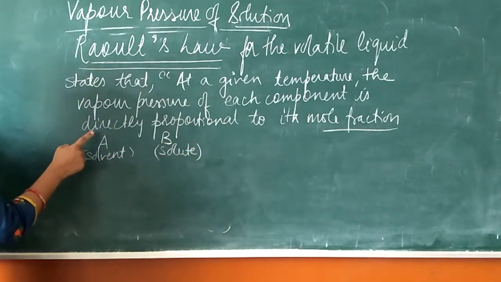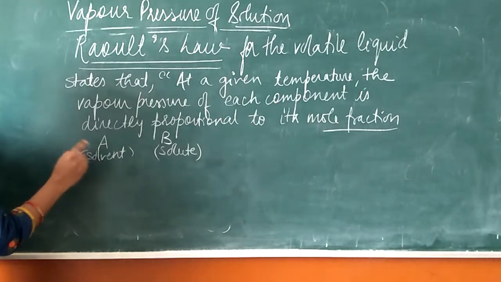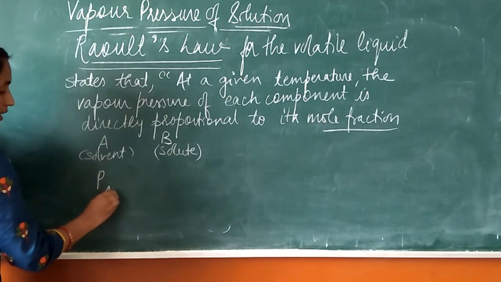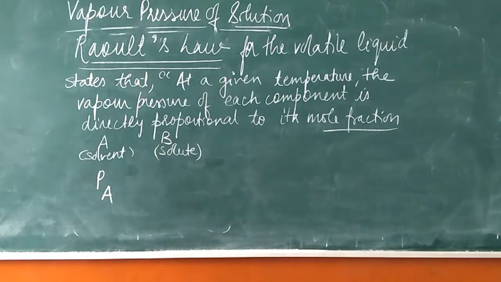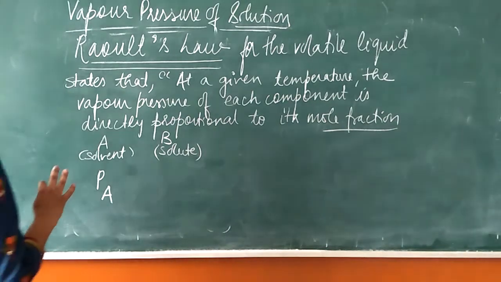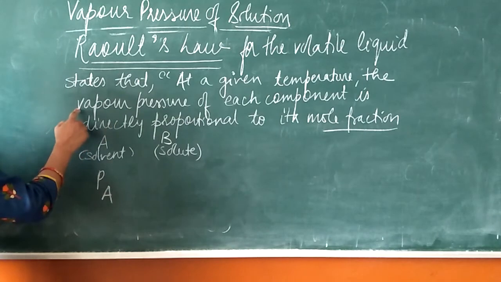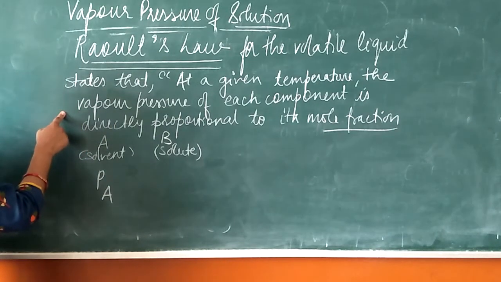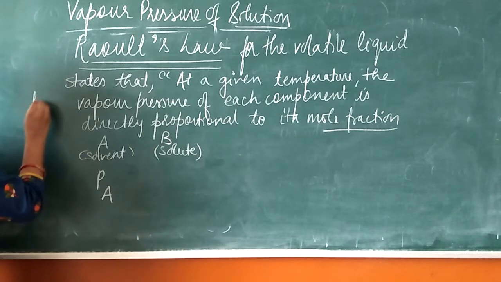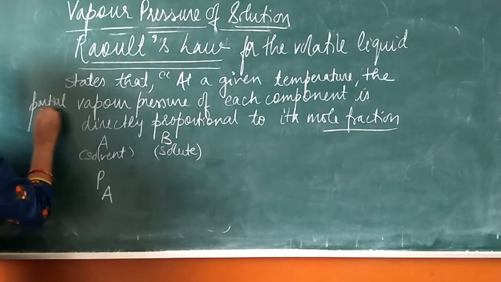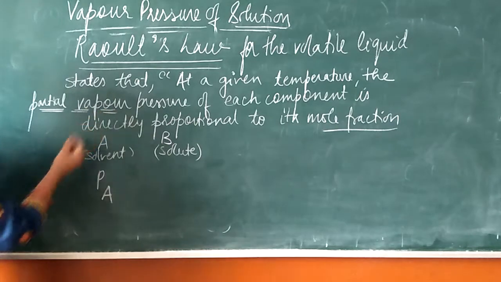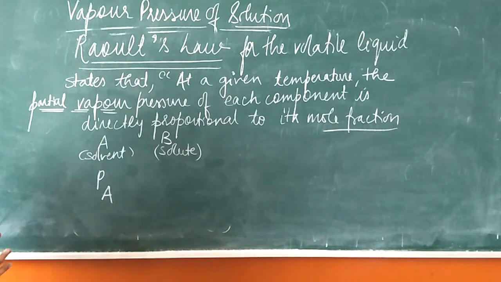Then the vapor pressure of component A will be denoted by PA. Now this PA is the vapor pressure of that solvent. Since we are considering it in the form of a solution, students, here I will add the partial vapor pressure of each component. So just note here that this is the partial pressure, because we are now discussing the vapor pressure of the component when it is in the solution. So it will be the partial vapor pressure of each component.